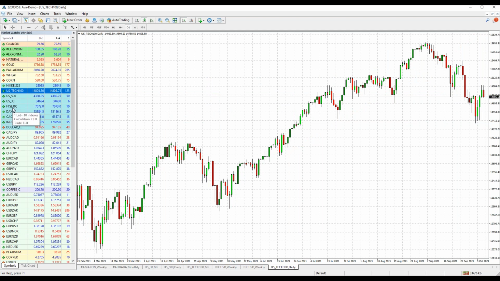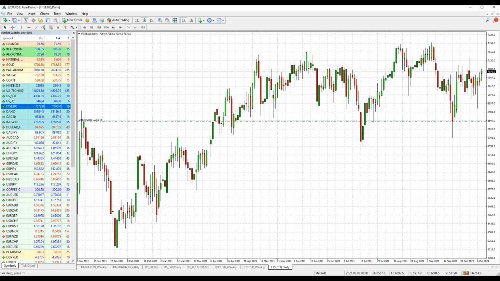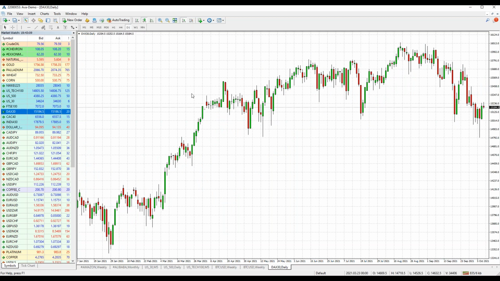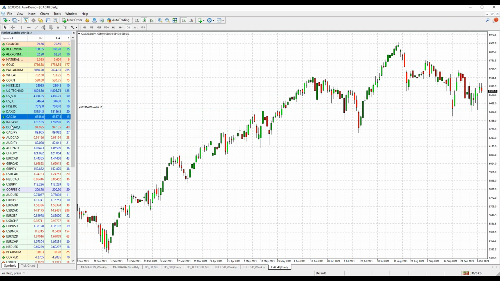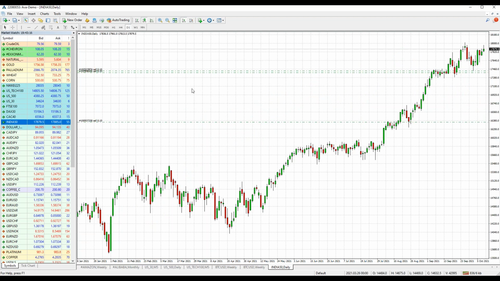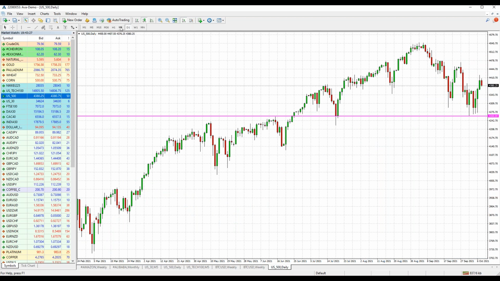Okay, let's take a look at FTSE. FTSE actually had an up day on Friday. DAX had a down day on Friday. CAC 40 down. And of course, our Nifty 50 is holding as the champion. It makes me smile every time I look at him. Okay, so indices, again, let's use S&P as a general indication.